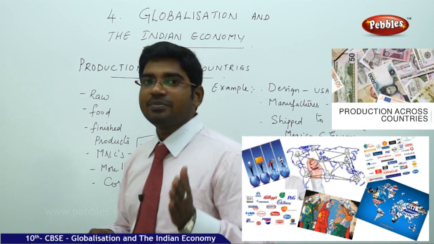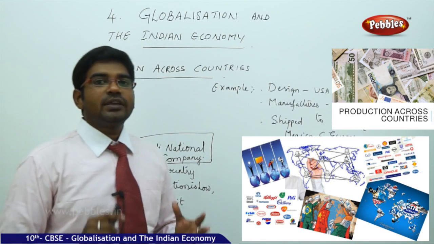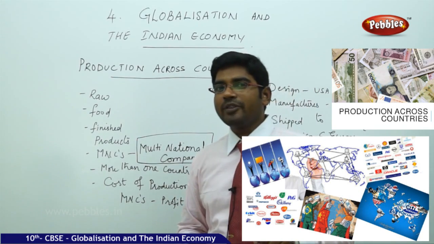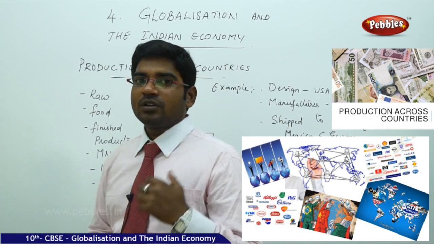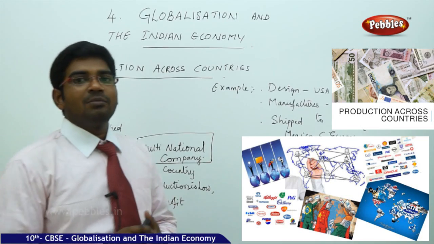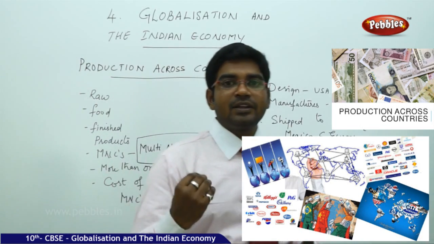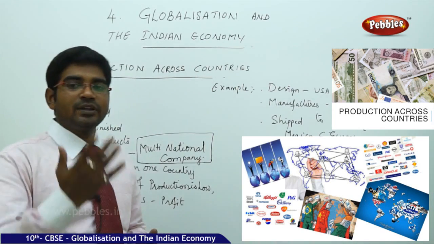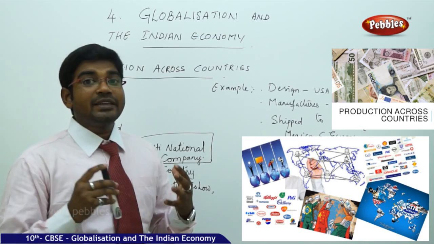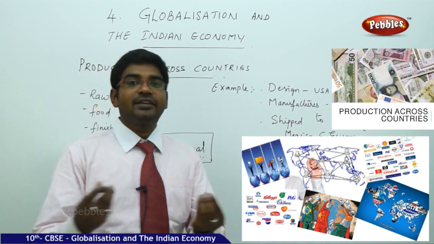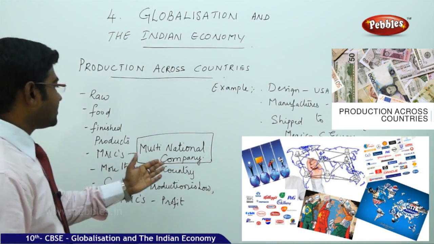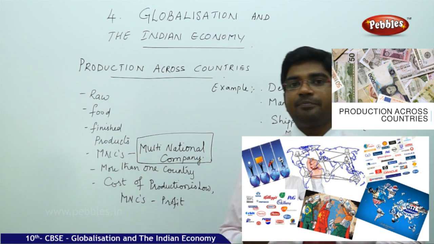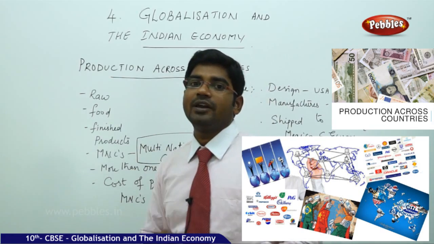A multinational company is a company which owns its assets and properties and runs its businesses in more than one country. By the name itself, we can understand that it runs business in more than one country. Multi-nations, it has spread over various countries. That's why it is called a multinational company. A company which carries out its transactions in various countries is called an MNC.